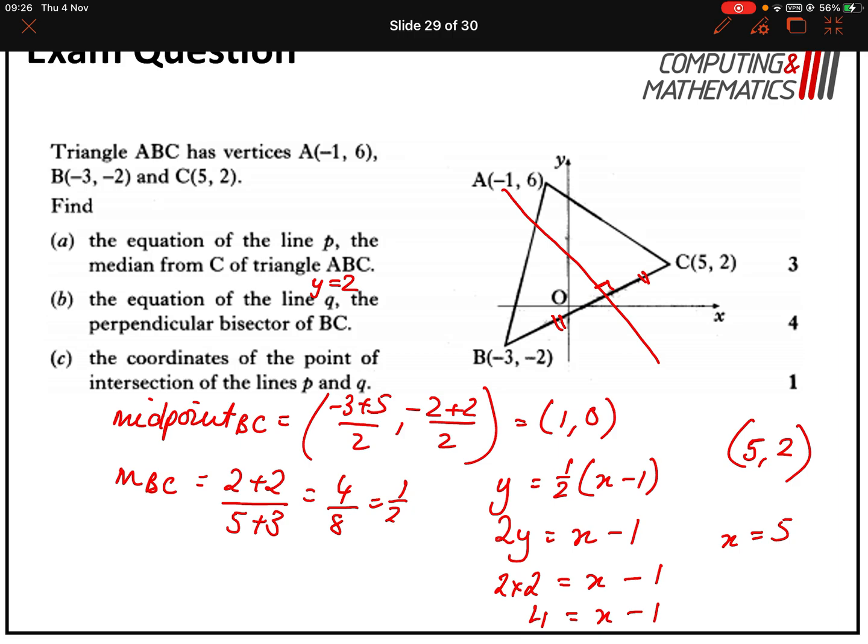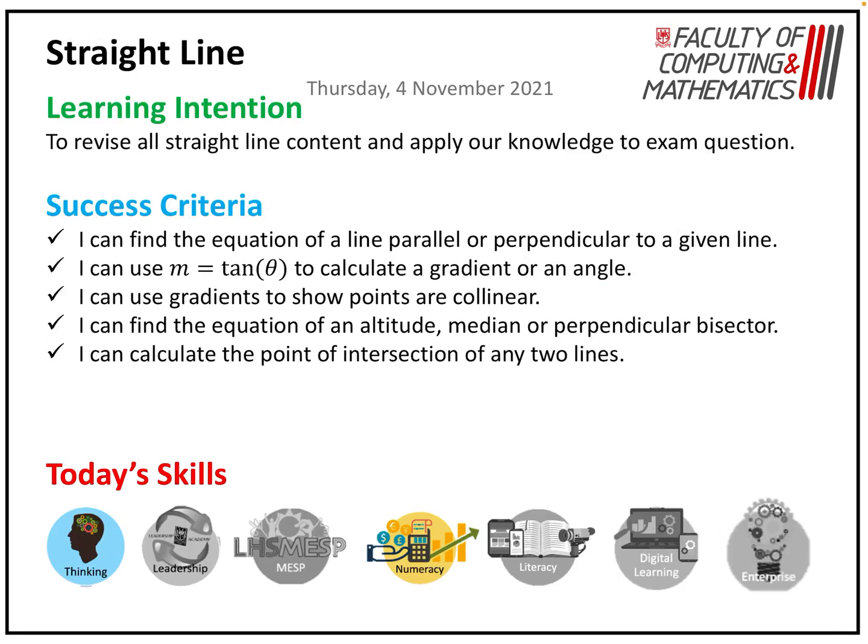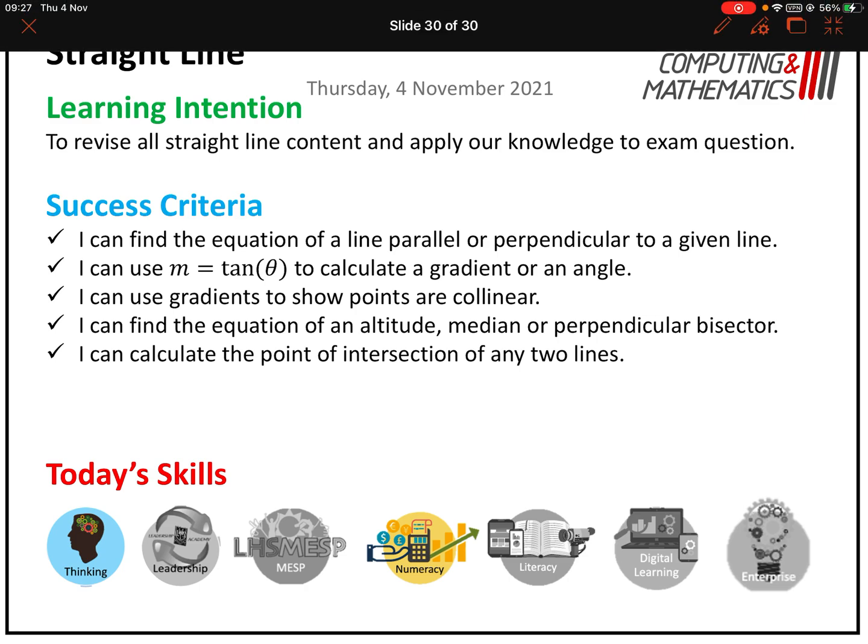Okay, so today I've taken you through everything from parallel and perpendicular lines, using m equals tan theta to find the gradient, collinearity, altitudes, medians and perpendicular bisectors, and then the point of intersection, finishing off with some exam questions. If you've got any questions, please speak to your class teacher.